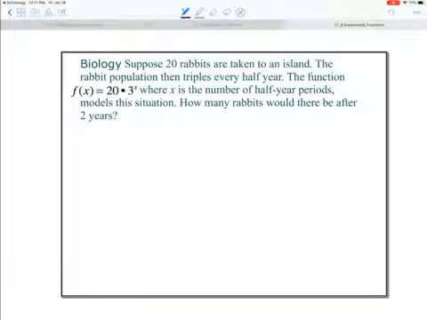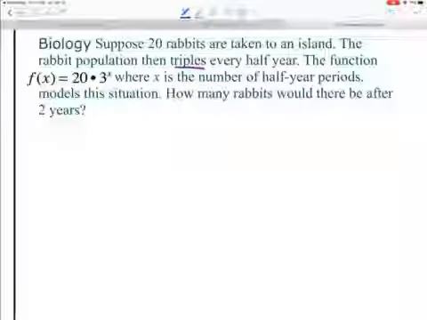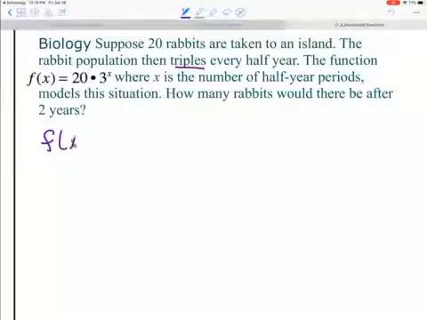Let's look at a word problem. Biology. Suppose 20 rabbits are taken to an island. The rabbit population triples every half year. The function f of x equals 20 times 3 to the x, where x is the number of half-year periods, models the situation. How many will there be after 2 years?